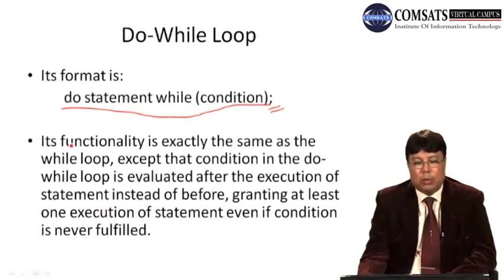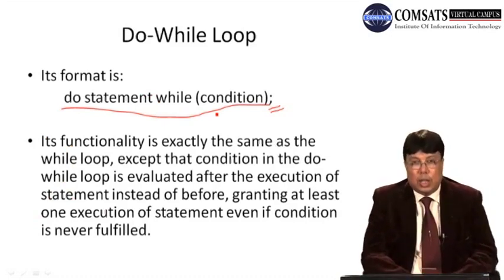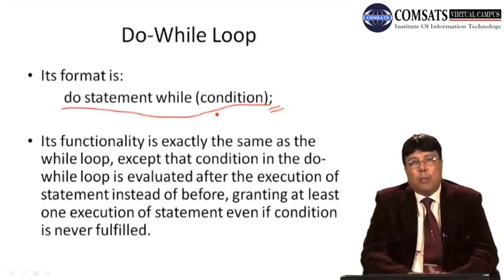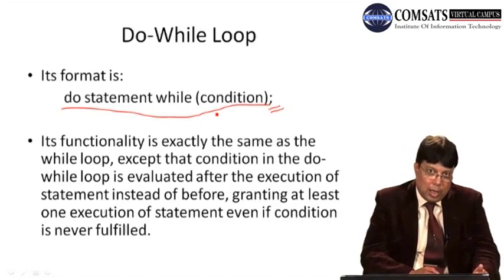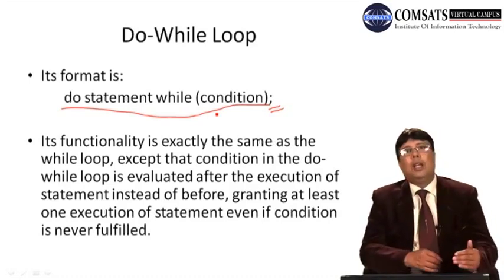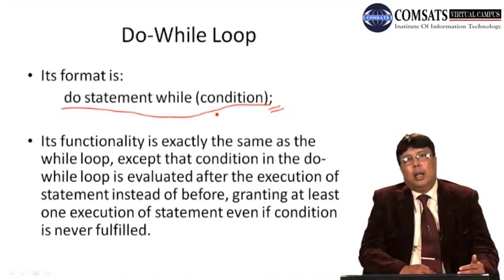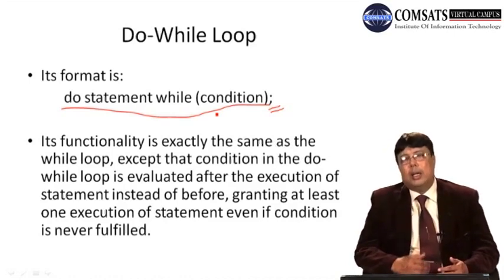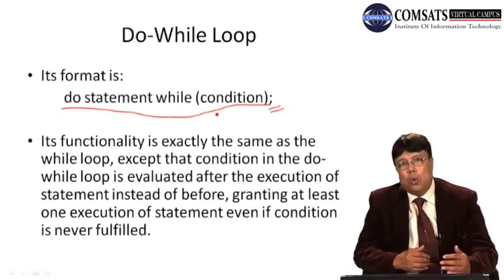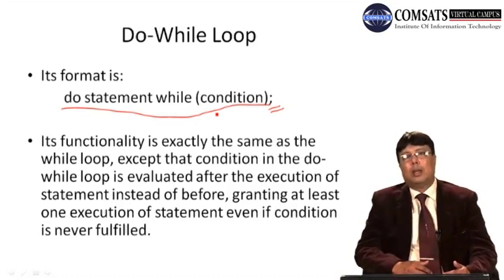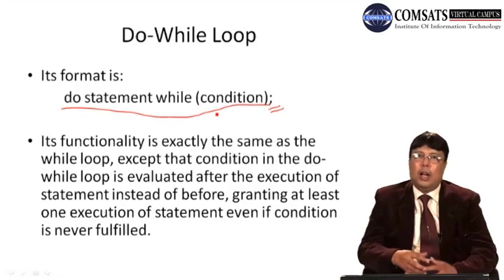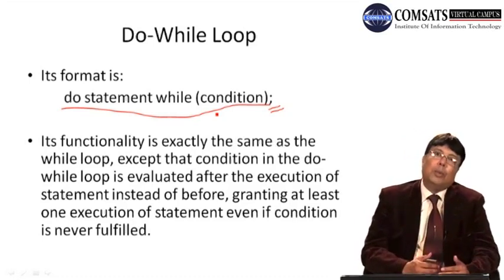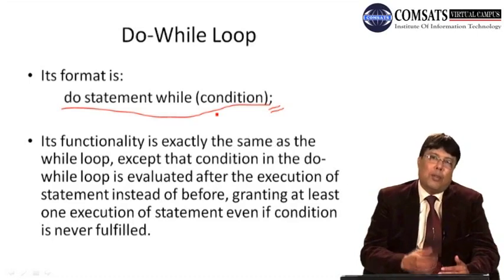After executing the set of statements, we have at the end the while condition, which is the testing condition of that loop. So what does it mean? It means that your body of the loop will be executed at least once, even if the condition fails. Since the testing is done at the end, it will ensure that the body of the loop will execute at least once. So while loop में क्या है कि if the condition fails in the beginning, the body of the loop is not going to execute even for once.